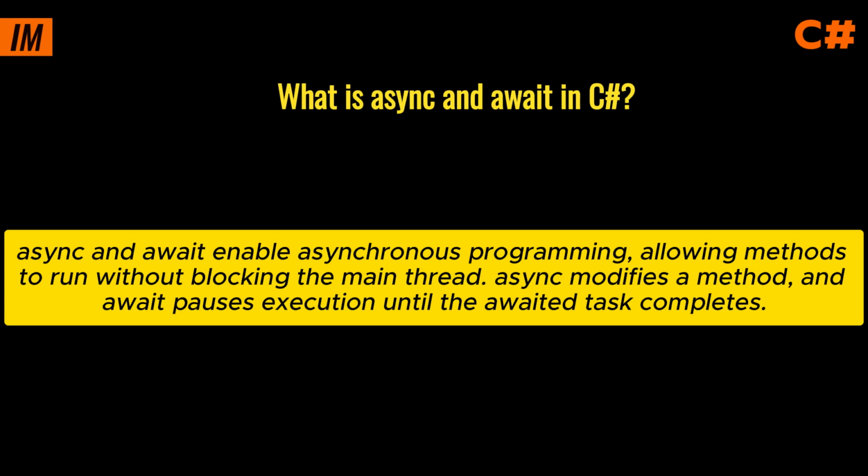What is async and await in C#? Async and await enable asynchronous programming, allowing methods to run without blocking the main thread. Async modifies a method, and await pauses execution until the awaited task completes.